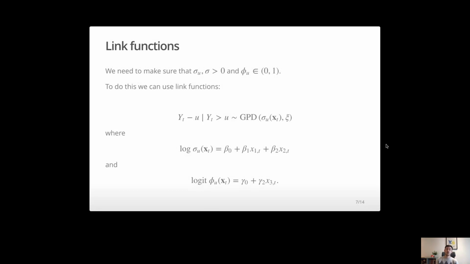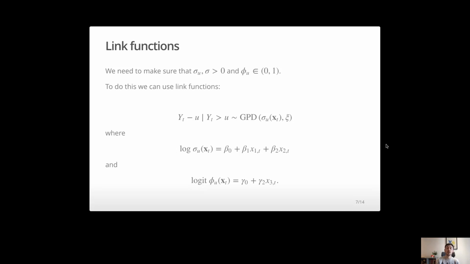Just as with generalized linear models, some of our parameters need to take values in specific ranges. For example, the scale parameter in either the GPD or the GEV models needs to take positive values, and the threshold exceedance probability in the GPD model needs to take a value between 0 and 1. We can ensure that these hold in exactly the same way as you've seen in other courses by using a link function.